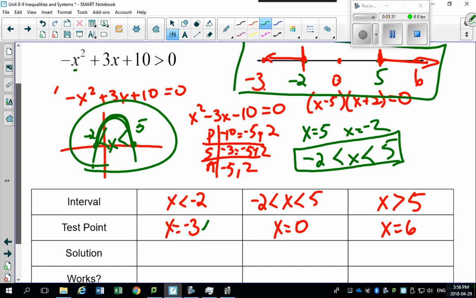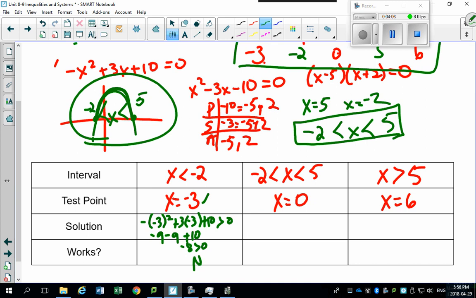So, okay, here we go. Negative 3 squared plus 3 times negative 3 plus 10. That has to be greater than 0. Let's try. Negative 3 squared with the negative outside is minus 9. 3 times negative 3 is, again, another minus 9. I'm going to add that to 10. Look at that. Minus 9 and minus 9, which is minus 18, plus 10 is going to give you minus 8. Is minus 8 greater than 0? Does this work? And of course, your answer would be no.